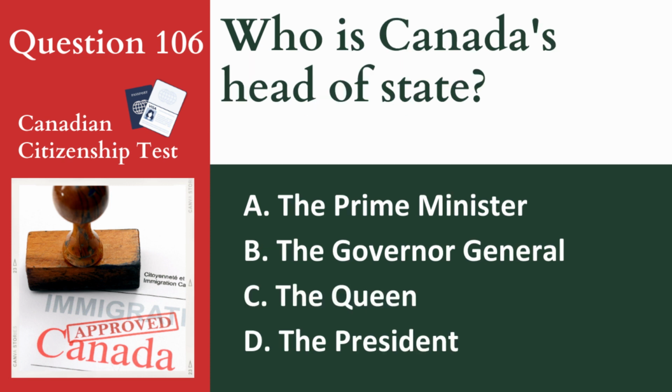Question 106. Who is Canada's head of state? A. The Prime Minister. B. The Governor-General. C. The Queen. D. The President. Answer: C. The Queen. Queen Elizabeth II is Canada's formal head of state.